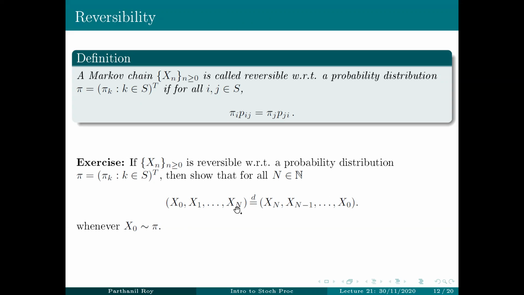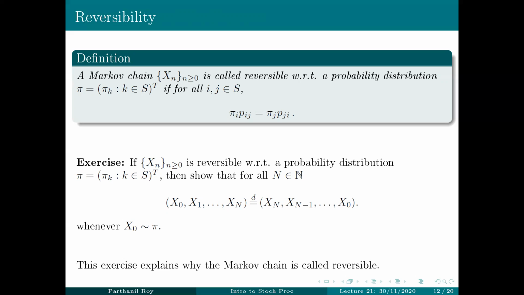So in other words, you can reverse the Markov chain. You can run the Markov chain in reverse time, and still the joint distribution of the Markov chain will remain the same as long as you start the Markov chain at pi. Okay, so this is why this is called reversible. The Markov chain is called reversible because you're basically reversing the time and the distribution is remaining unchanged.